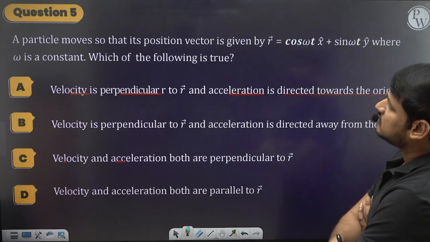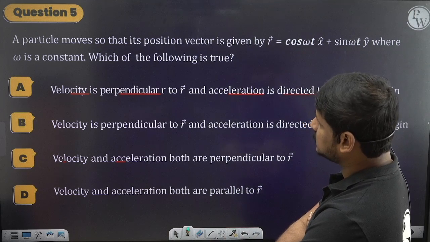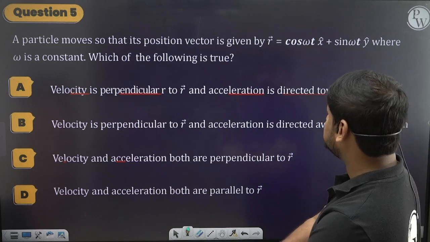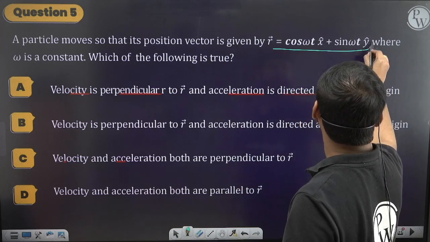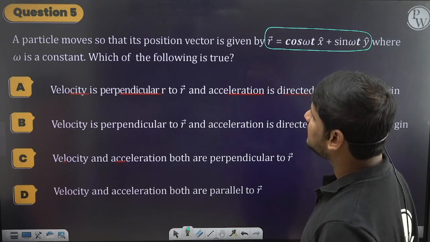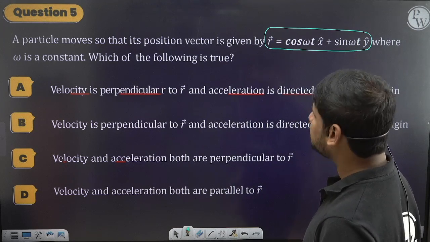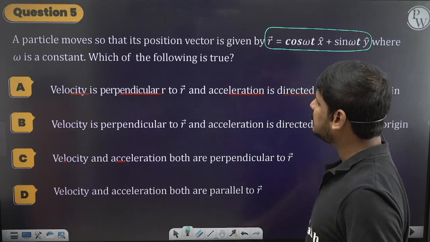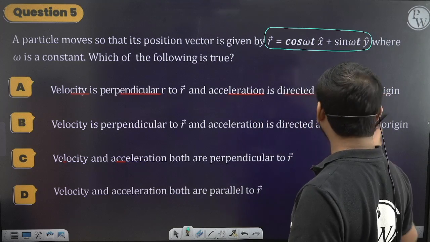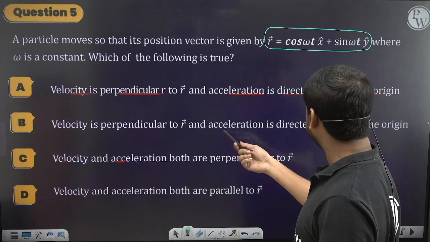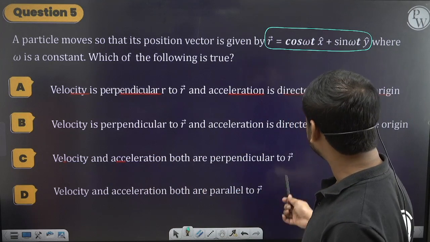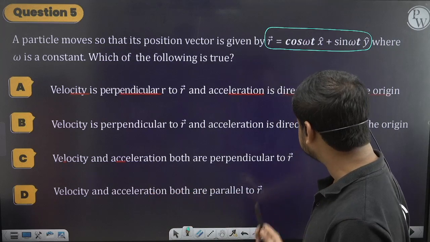Don't be afraid by just looking at the question, just understand properly. A particle moves so that its position vector is given. So this is a position vector, fine. Where omega is a constant, which of the following is true? Velocity is perpendicular to r and acceleration is directed towards the origin. Velocity is perpendicular to r and acceleration is directed away from the origin. Velocity and acceleration both are perpendicular. Velocity and acceleration both are parallel.